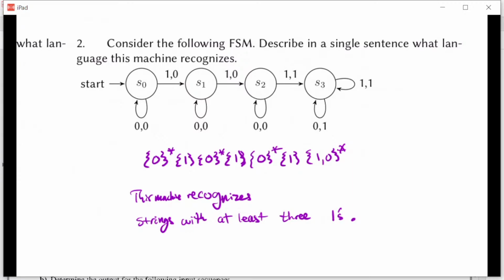And like I said, I did this first, and then I was like, oh, wait a minute, I have to do a sentence. So there's the regular expression. Notice any number of zeros then a 1, any number of zeros then a 1, any number of zeros then a 1, and then you're all done. But you could put any number of ones or zeros at the end.